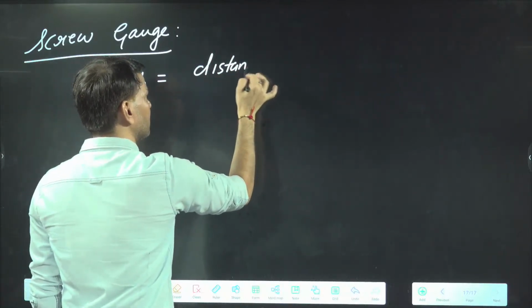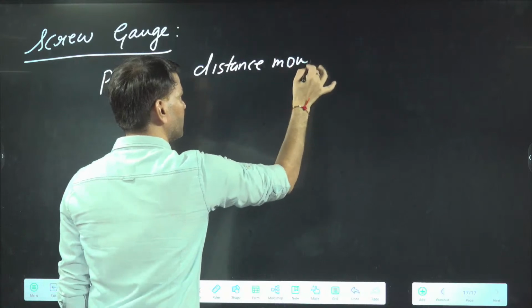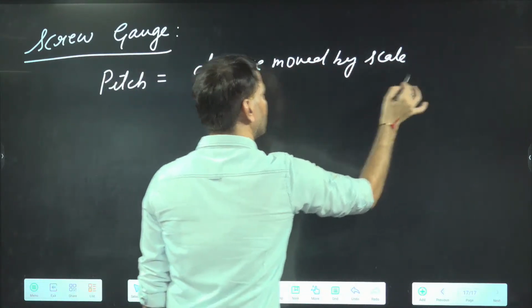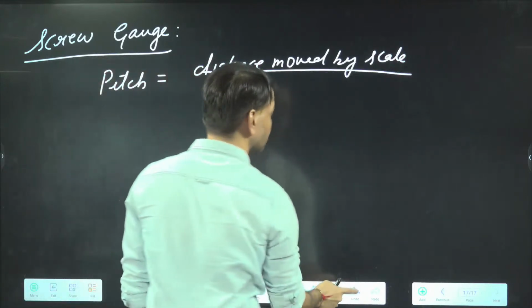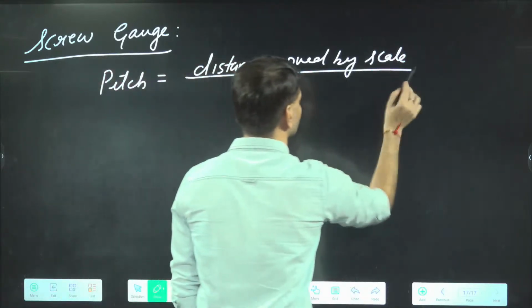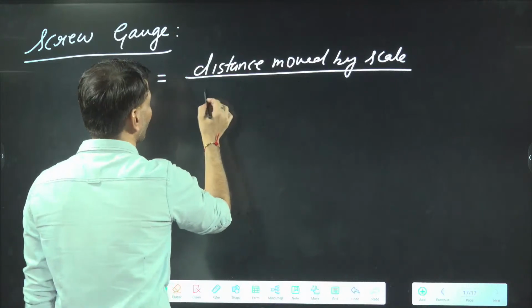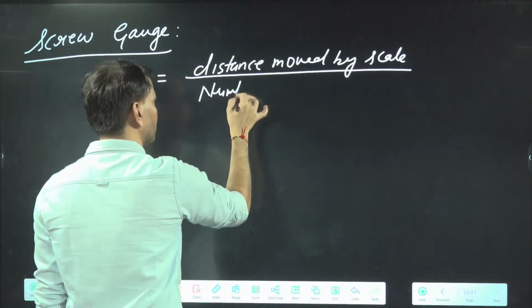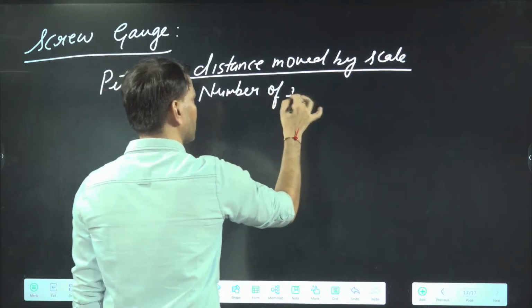Pitch is equal to the distance moved by main scale upon number of rotations given.